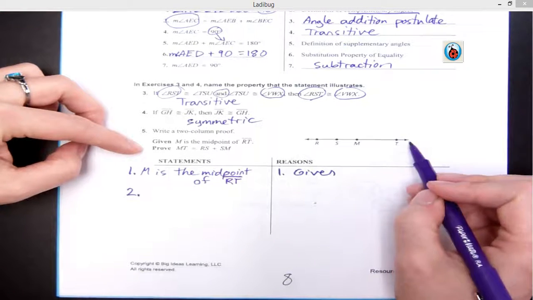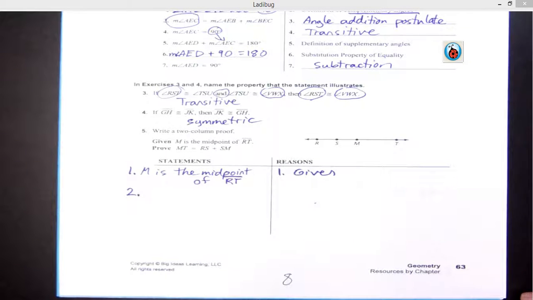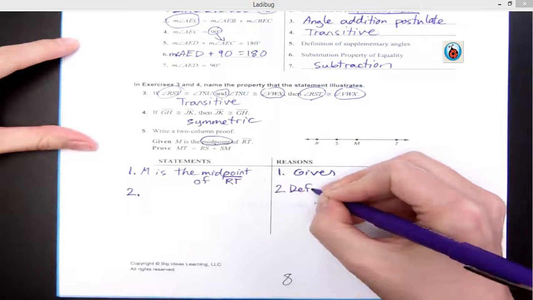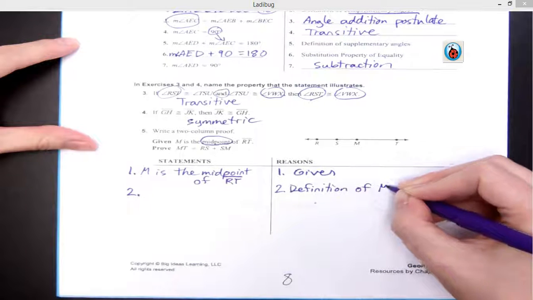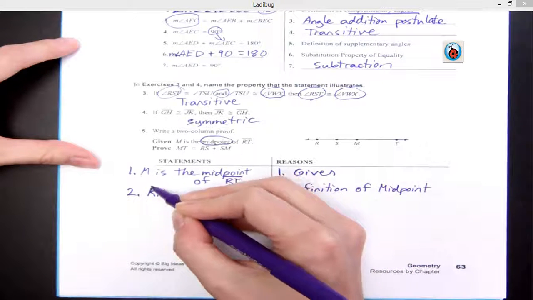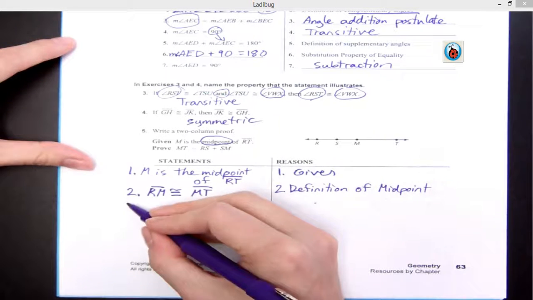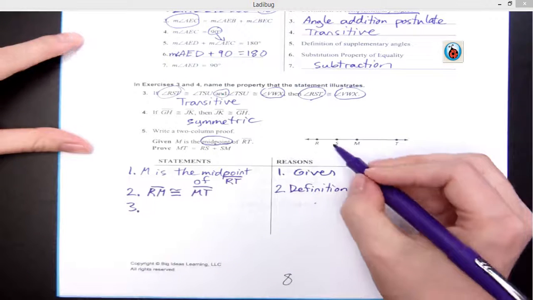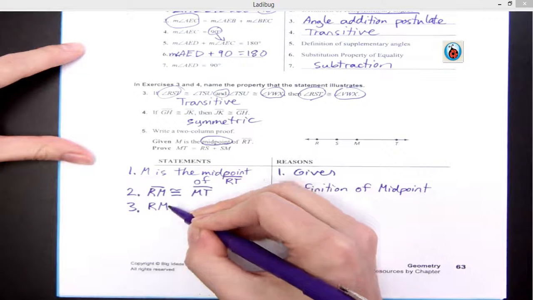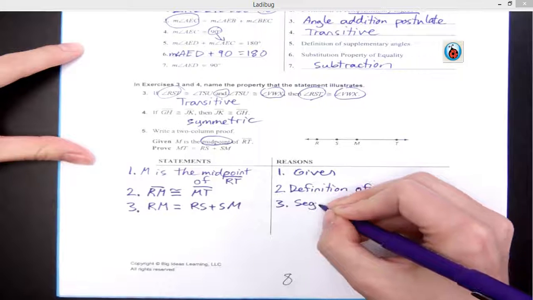I'm asked to get to MT equals RS and SM. And so I'm trying to say, okay, what would my next logical thing to do? Well, I have the word midpoint, so I'm going to define it. And so, by definition, if M is the midpoint of RT, then RM is congruent to MT. Okay, so that's an easy one. Anytime I have the word midpoint, my next step is going to be to define it. Okay, now my answer wants to have RS and SM in it, and so that lets me know, okay, that's just a part plus part equals whole. So next I can write the length of RM has to equal RS plus SM, and that is my segment addition postulate.